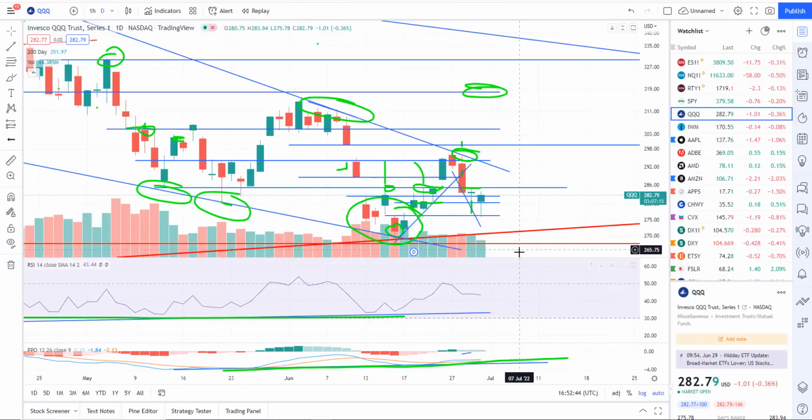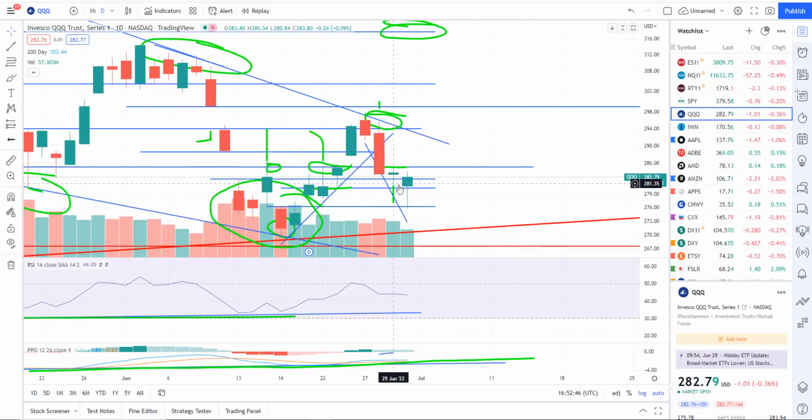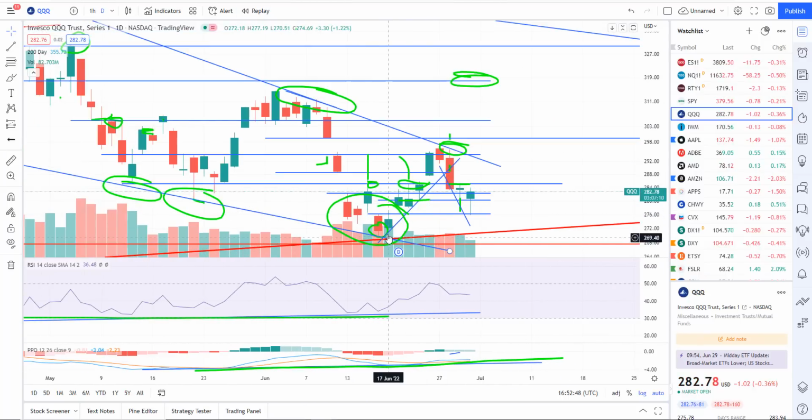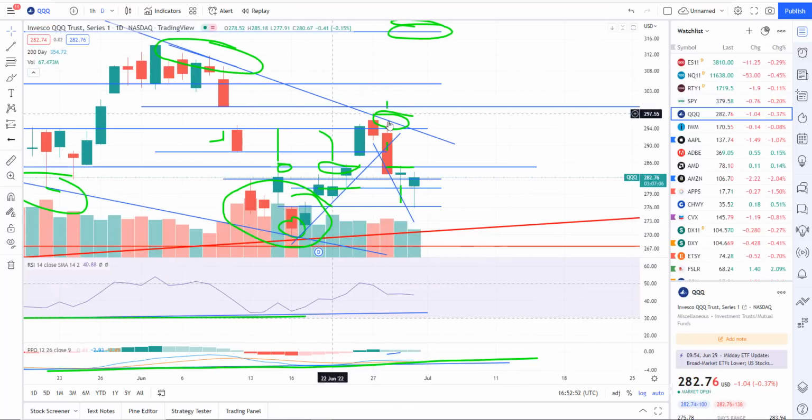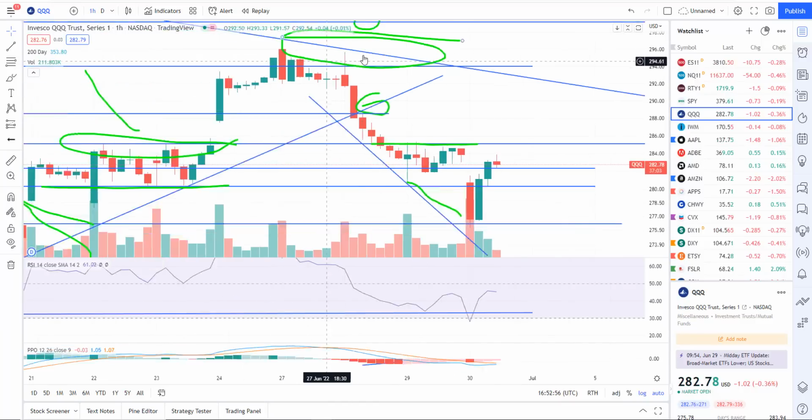And then on the daily, we've got some levels to watch. Obviously, the most recent lows, 270-ish right there, but we're still kind of hanging in there. So let's go down to the hourly chart.